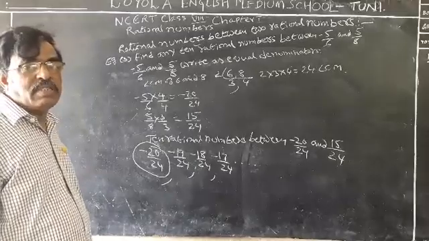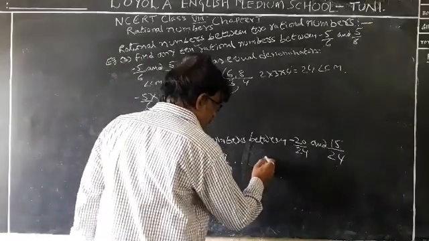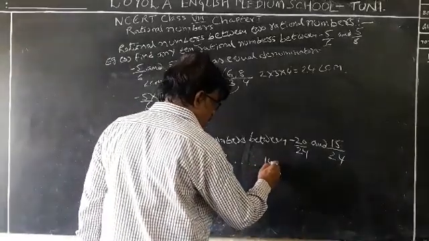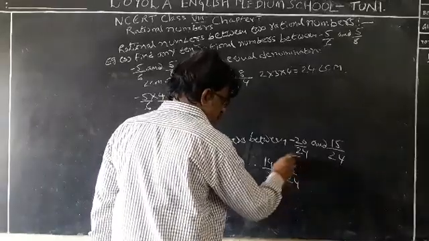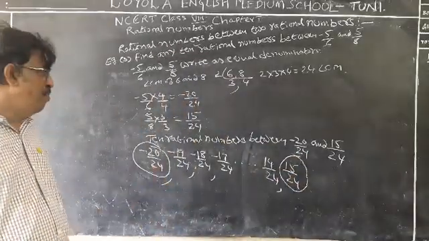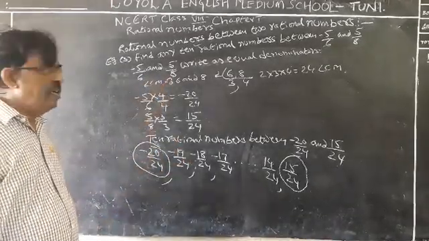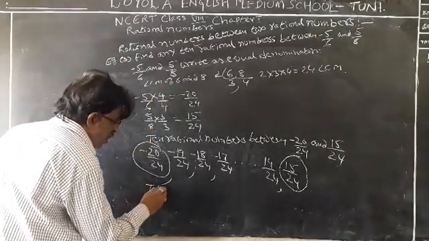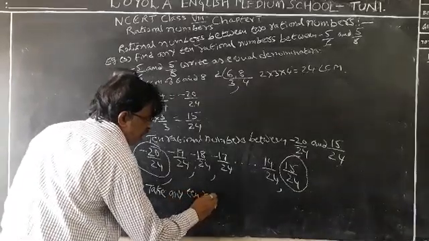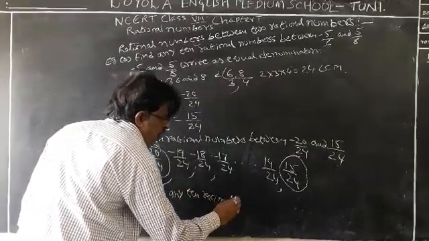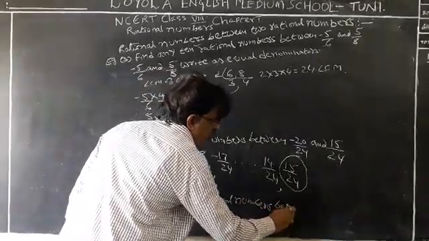It is a lengthy process. Hence, we can write it as it is. Dots mean all the numbers in between are there. Here, if we want, we can write the last as 14 by 24 and 15 by 24. Among them, if you take any 10 rational numbers, that is the answer. Take any 10 rational numbers between them.